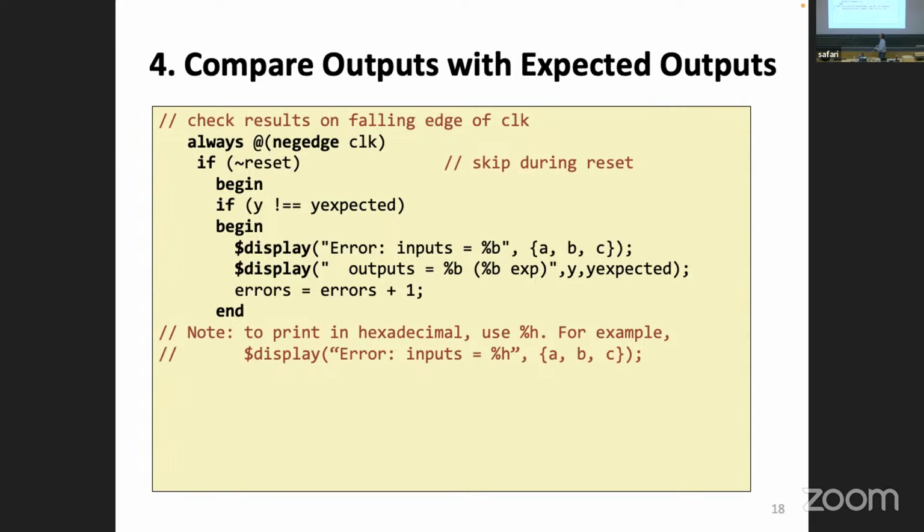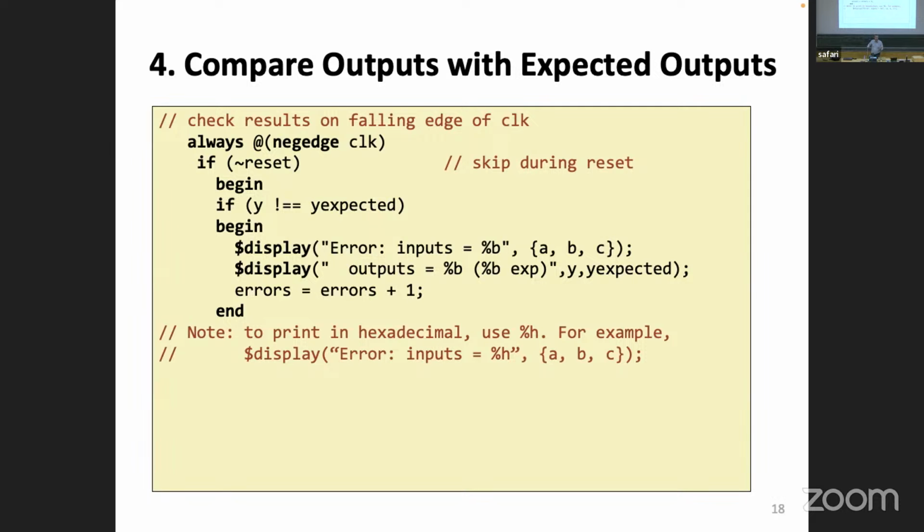Okay. Now we are doing what was just being asked before. We are saying, hey, if it's not reset, because if it's reset, there's no point in checking the output. If it's not reset, let's do something about it. And then we start, and the first thing we are asking ourselves is why the output of the circuit equal to y expected?